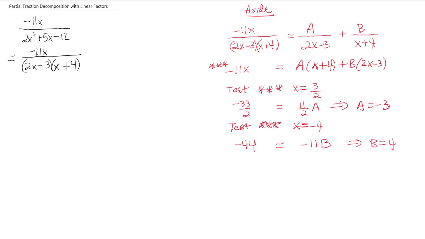So let's go back to our original work. Well, how do we decompose this big fraction into two little fractions? Let's go ahead and write it out. Negative 3 over 2x minus 3, and then plus 4 over the other denominator, x plus 4. And so this is an example of partial fraction decomposition with linear factors of multiplicity of 1.